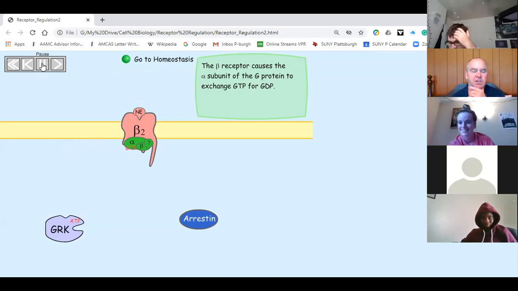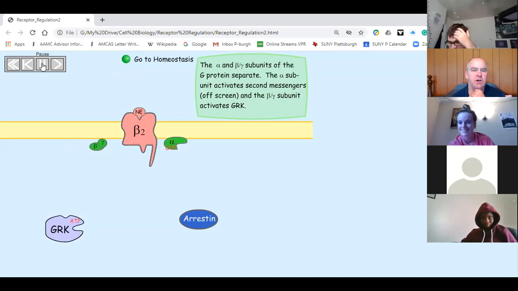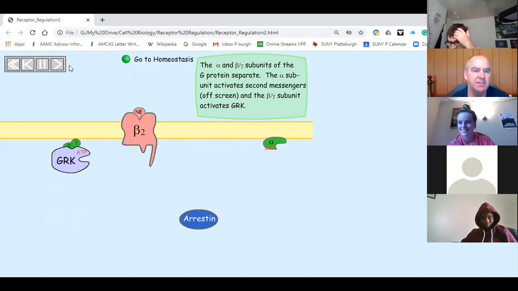And again, there's detail here you don't need to know at your level. Okay, so the G protein goes off and produces an effect. Now the feedback is this. This kinase is going to come up and phosphorylate the receptor.